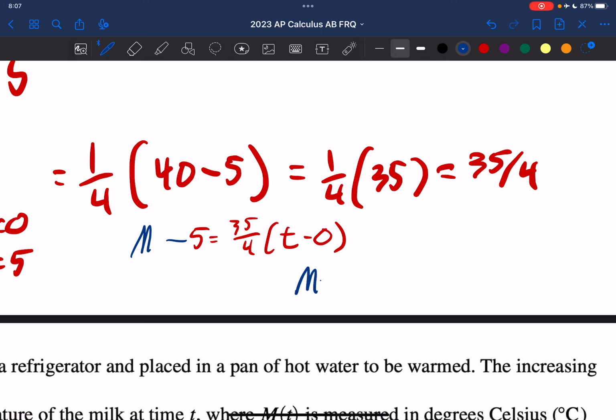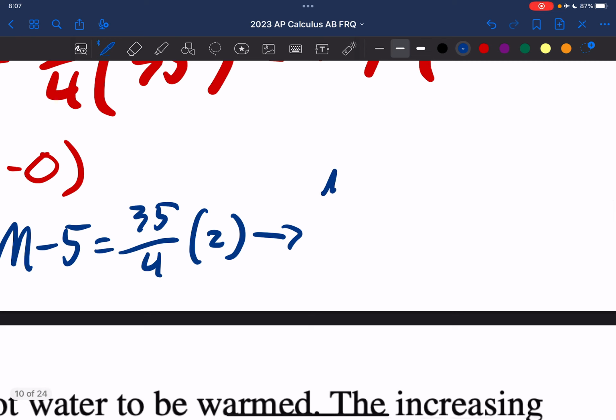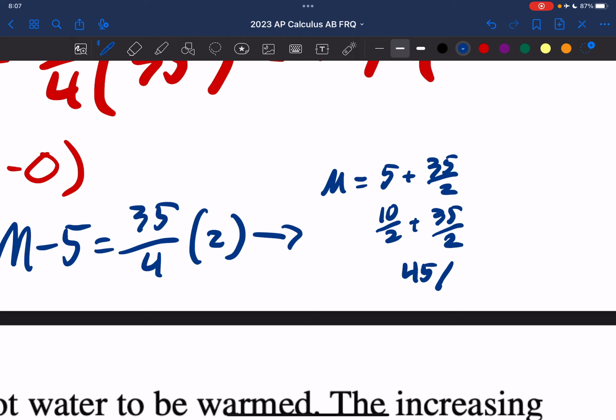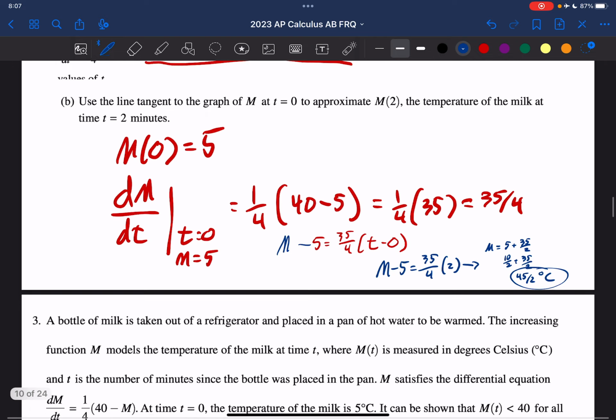So we have m minus 5 equals 35 over 4 times 2. So that means m equals 5 plus 35 over 2, so that's 10 over 2 plus 35 over 2, so we get 45 over 2. And since this corresponds with a temperature, we're going to put degrees Celsius. So that is part B.